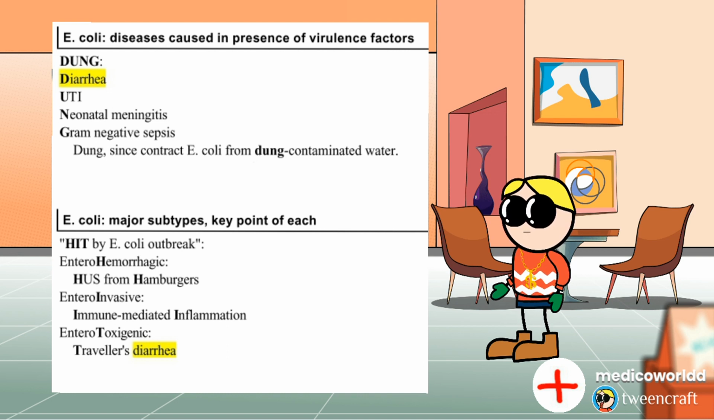UTI means urinary tract infection. You can remember the conditions caused by E. coli as DUNG. D for diarrhea, U for UTI, N for neonatal meningitis, and G for gram-negative sepsis. Now, E. coli causes the enterohemorrhagic condition known as hemolytic uremic syndrome. Invasive E. coli causes immune-mediated inflammation and causes diarrhea. Enterotoxigenic E. coli causes traveler's diarrhea. T for T, I for I, and H for H.